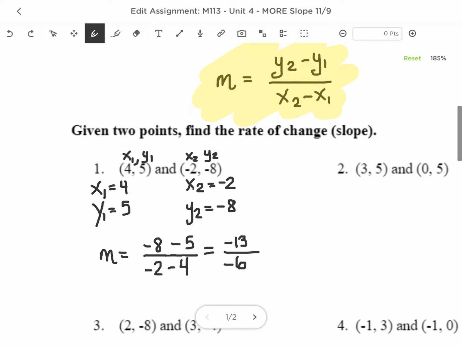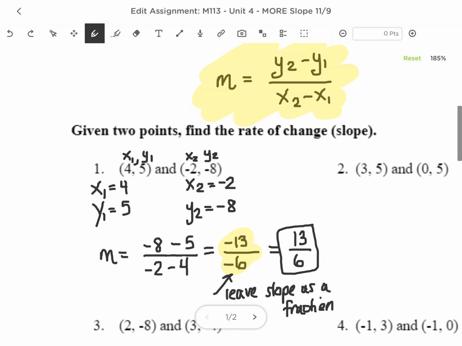So what you need to look at now is simplifying things. We're going to leave our slope as a fraction. We talked about this again last class, but as a reminder, we leave slope as a fraction. But we have to simplify this because we have a negative divided by a negative, which becomes a positive. So now I have 13 divided by 6, and that's my final answer. That's my slope.